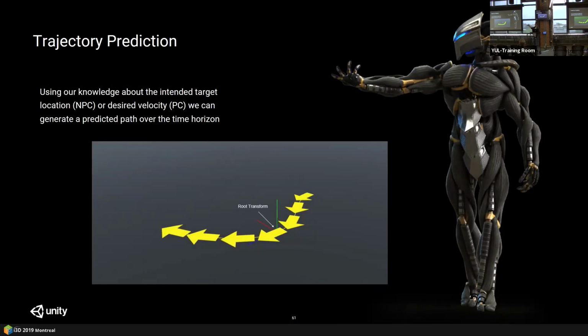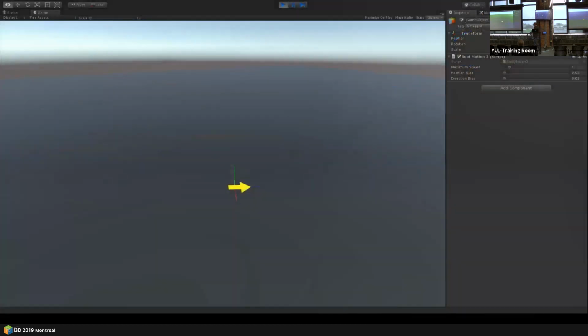So in order to generate a control signal, a trajectory, I have my character root transform. The tail is basically my past trajectory. That's all the transforms my character went through in the past. And the future is how I want my character to move. So with that idea, I can write this little toy example where given a root transform and a current velocity, and a desired velocity, I can construct a curve.